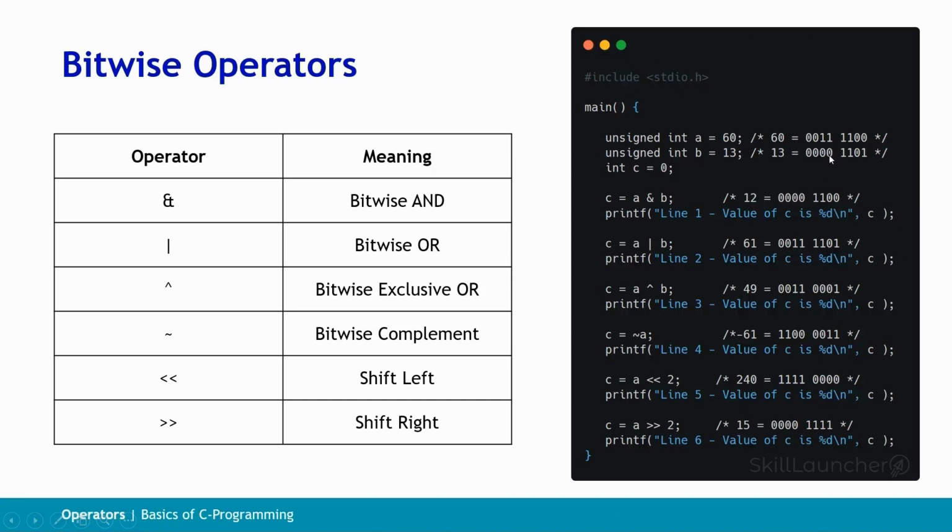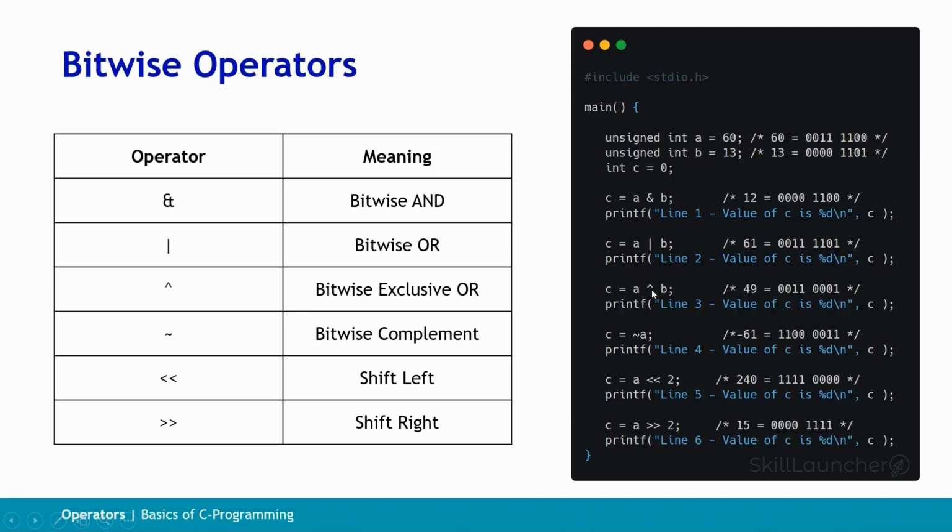Whereas 1 and 0 will return 0. Now comes bitwise OR. Binary OR operator copies a bit if it exists in either operand. So 1 or 1 will give 1. 0 or 0 will give 0. Whereas 1 or 0 will give 1 because 1 exists in either of the operands.